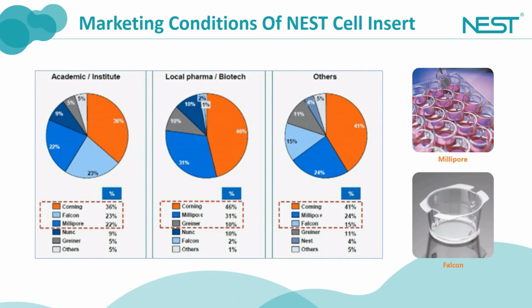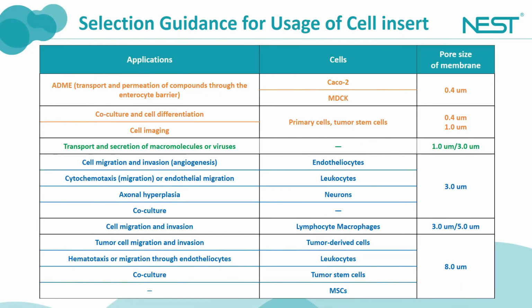This is the market solution of cell inserts. The products from Corning, Falcon, and Millipore have relatively high market shares, and our design is close to that of Corning's. As we can see, the cell insert from Millipore has no holes on it, making it less convenient to pick up. The window for liquid adding on the Falcon product is a bit too small. This is a selection guidance of cell inserts. We recommend products with different pore sizes based on the applications and cell types.